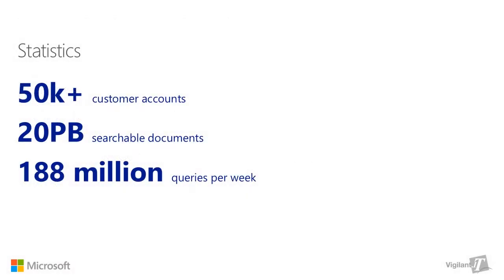These statistics literally blow your mind. OMS has been generally available for over a year now with more than 50,000 customers. OMS has ingested more than 20 petabytes of data, and a year ago it was only 5 petabytes. So it's growing super fast. One year ago it was 30 million queries a month, and now it's more than 188 million queries per week. It's a seriously powerful system. It allows you to gain deep insights into the data from your environment through intelligent search, analysis, and visualization.